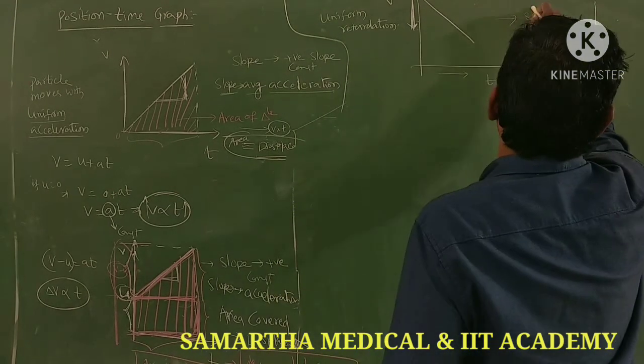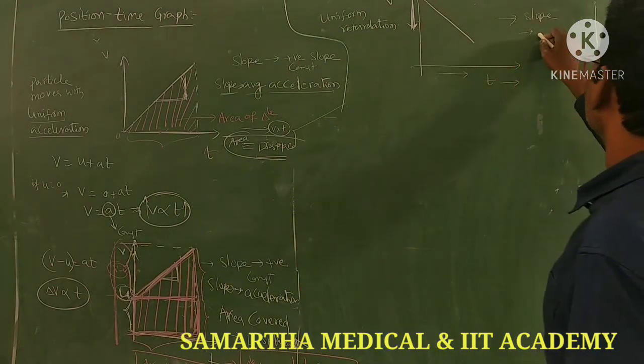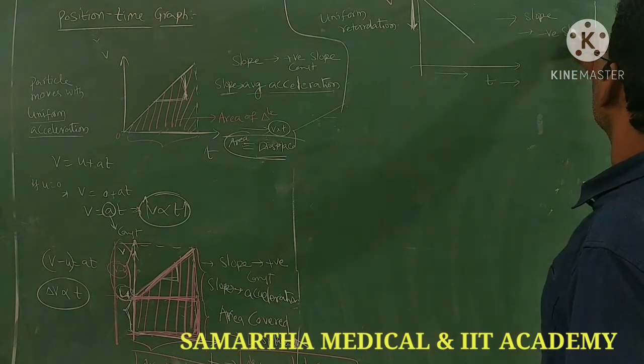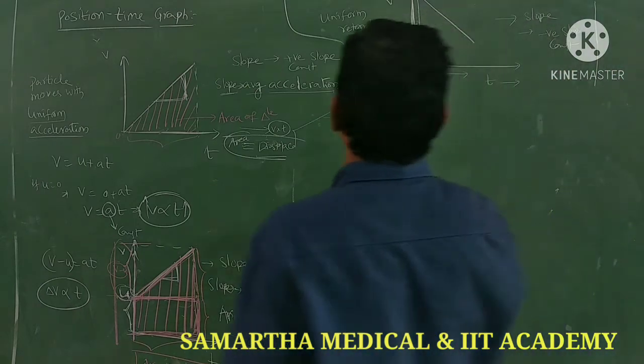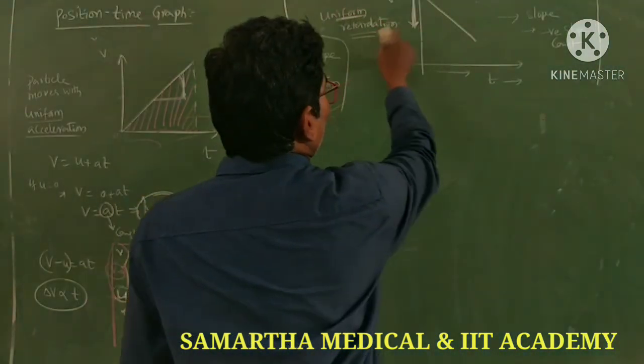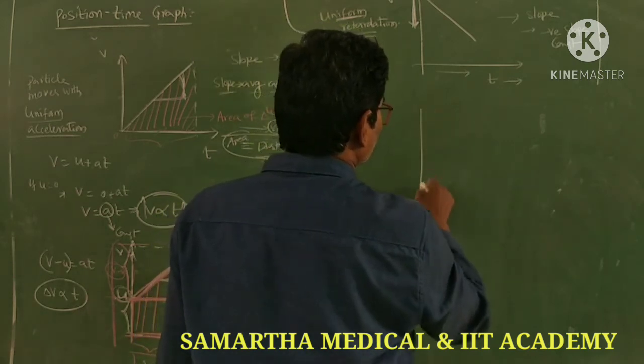So what is the slope? The slope is a negative constant. Constant negative slope. That is what represents uniform retardation in the velocity time curve. Next, see here another one.